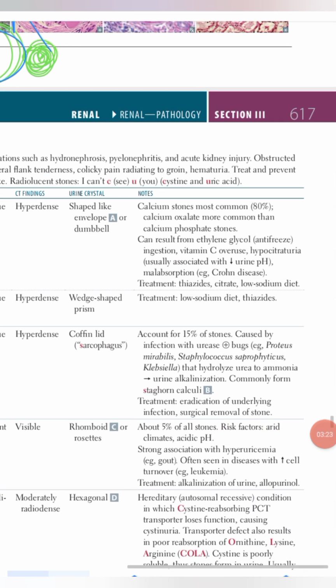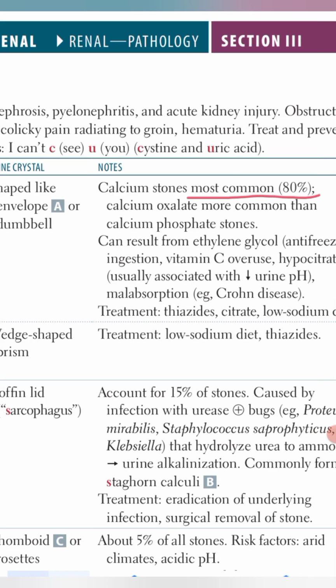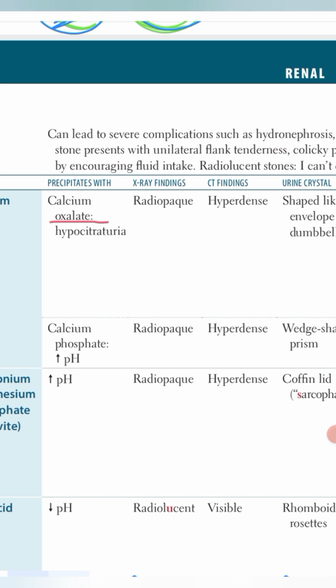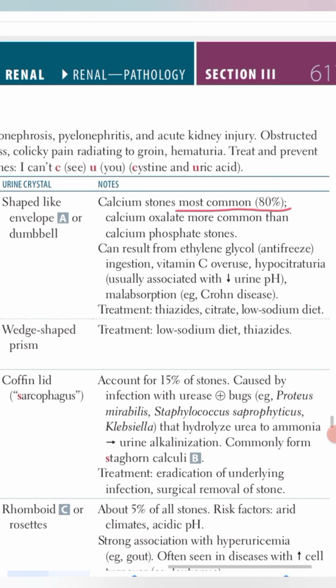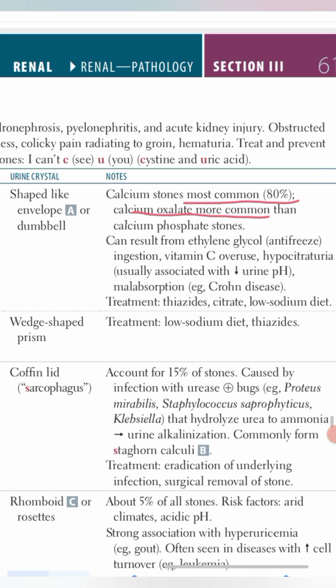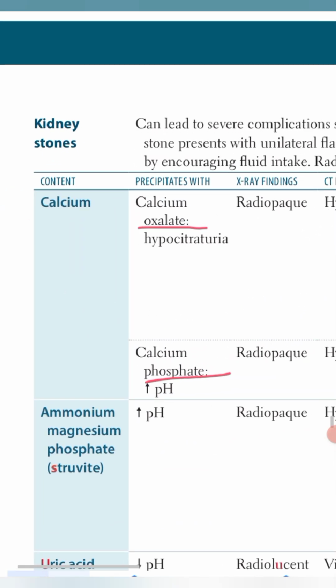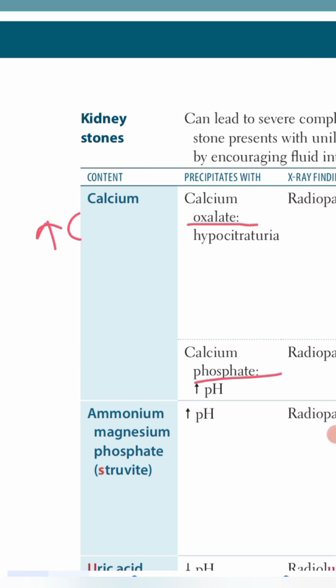Calcium stones are the most common stones, making up to 80%. Among calcium stones, there are two types: calcium oxalate and calcium phosphate stones. Calcium oxalate stones are more common than calcium phosphate stones. So how are calcium stones formed? They will be formed if there is an increased level of calcium or increased level of oxalate, or a decreased level of citrate.